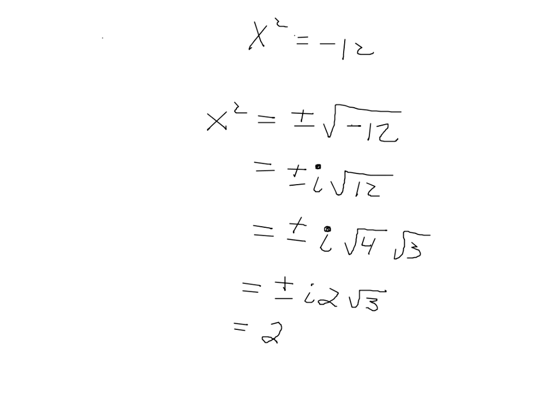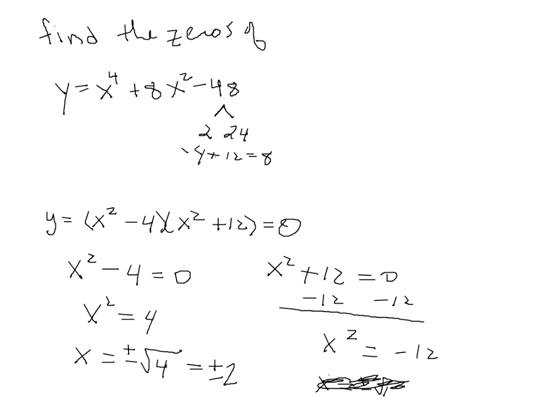And we can write that a lot of different ways. Plus or minus 2i square root of 3, or 2 square root of 3i. All are correct. So here's 2 zeros. This is a 4th degree polynomial, so there should be 4 zeros. And those 4 zeros are 2, minus 2, 2 square root of 3i, and minus 2 square root of 3i.